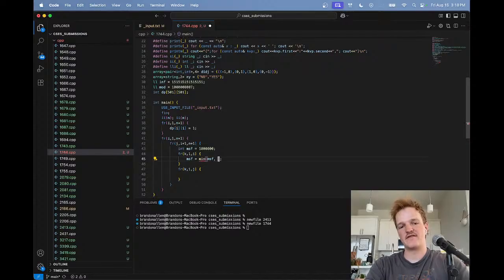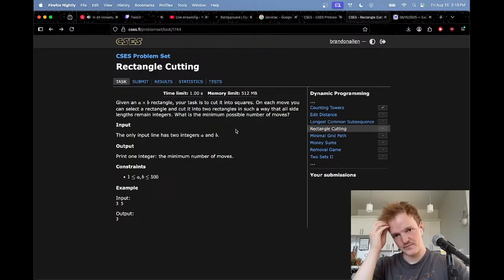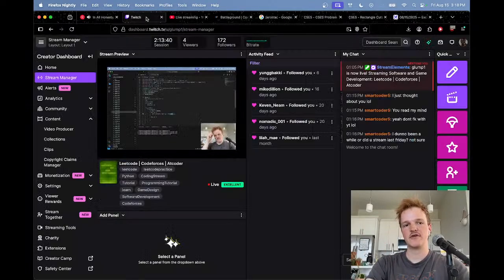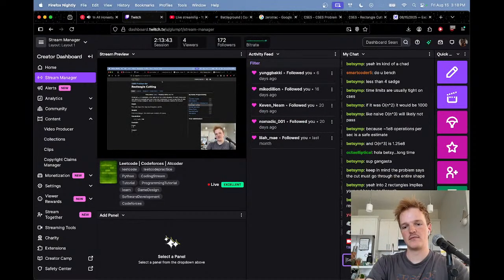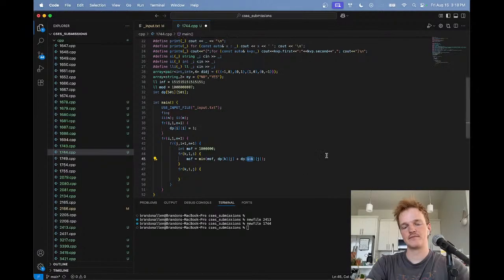MSF is min MSF, and dp at... Let's see, so this is you're cutting into i, so j will be the same. So it'll be dp at k at j plus dp at i minus k at j. So k will go from 1 up to i, and i minus k will go from i minus 1 down to 1. It's just CSES, it's this problem. Okay.